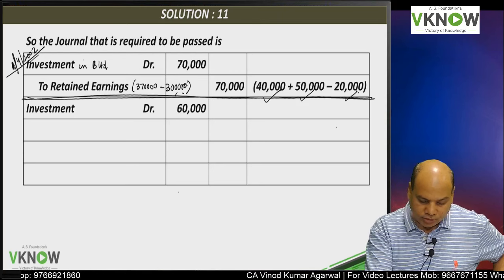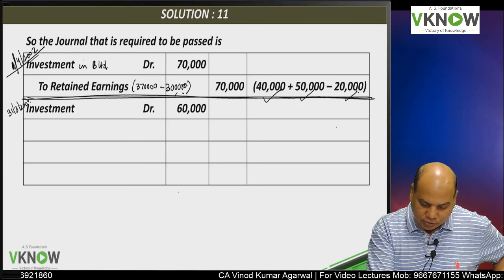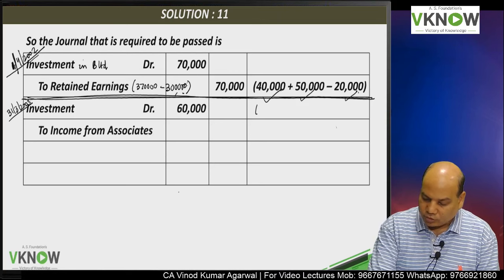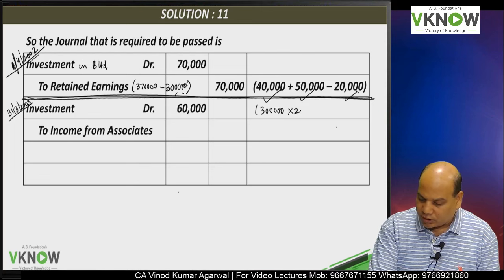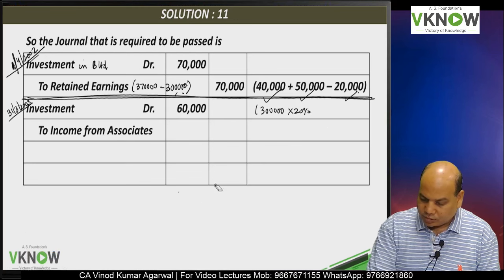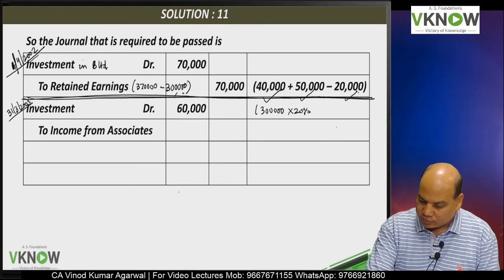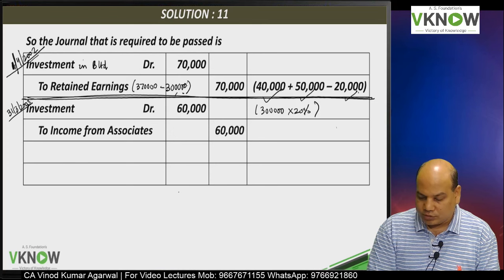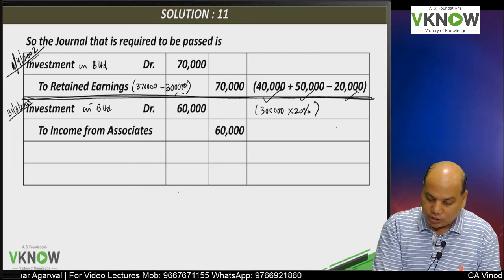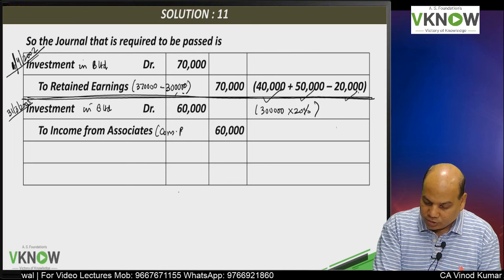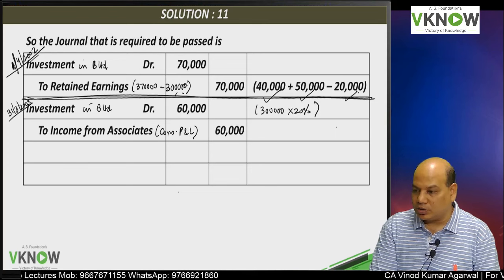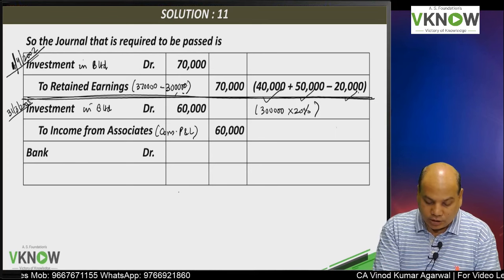This year, that is 31st March 2003, this associate has made a profit of 3 lakh. So please write the calculation. 3 lakh into 20%. The associate made a profit of 3 lakh. Our share is 20%. So 60,000. So investment in B Limited account debit. Investment will increase to income from associate in bracket. Consolidated P&L account. The second effect will go to consolidated P&L account, and they have paid you dividend also.